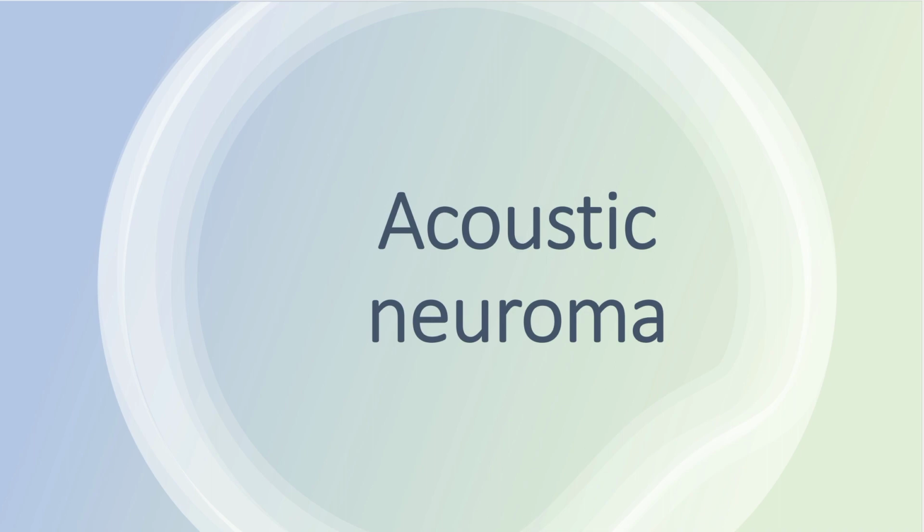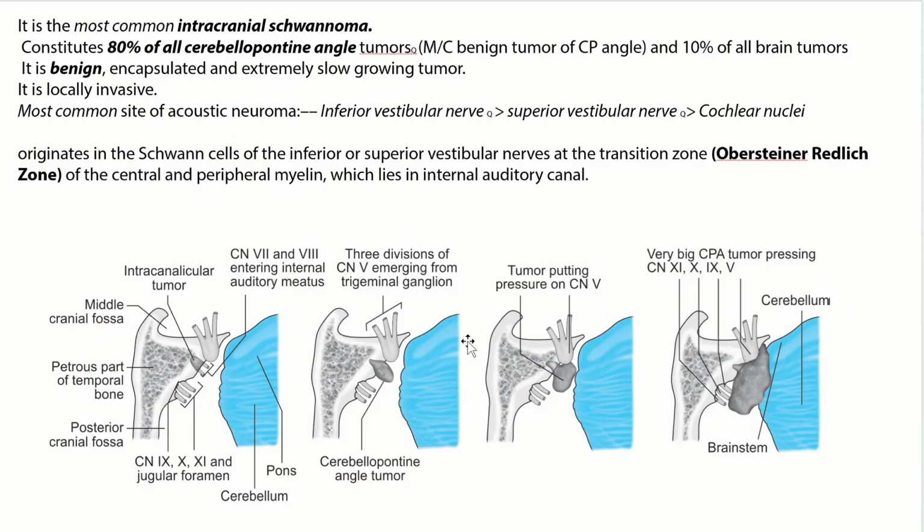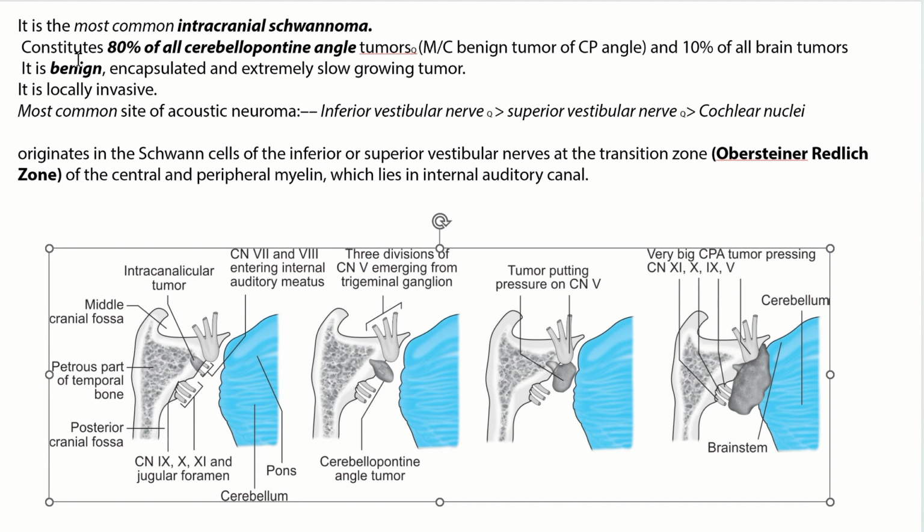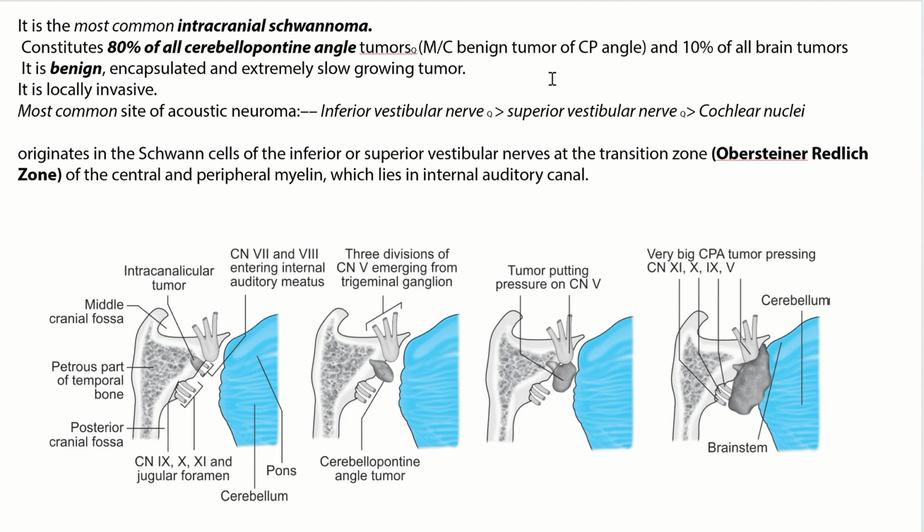So let's get started. The first part is just an introduction, and here is a diagram just to show you how the tumor grows. It is a representative diagram. Acoustic neuroma is one of the most common intracranial tumors, constituting 80% of cerebellopontine angle tumors, and it is the most common benign tumor of the cerebellopontine angle. It makes up 10% of brain tumors. It is benign, encapsulated, and extremely slow growing.